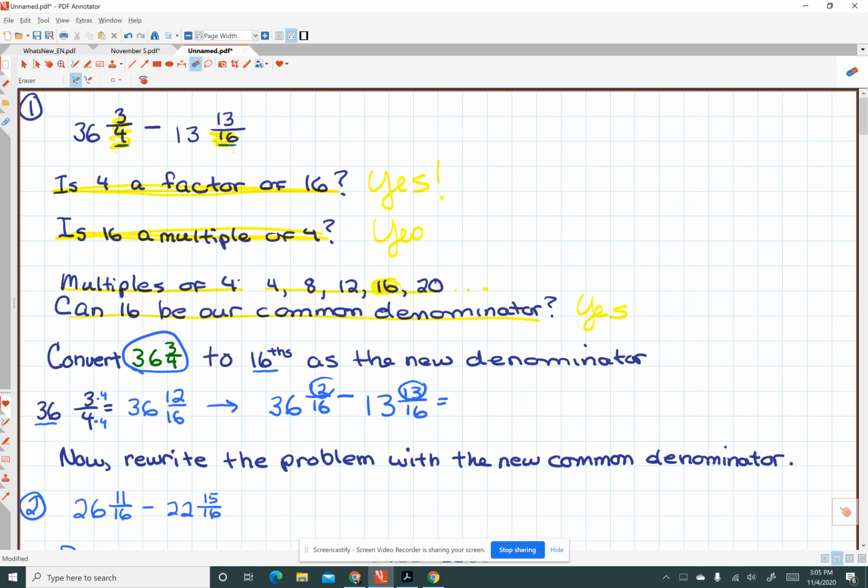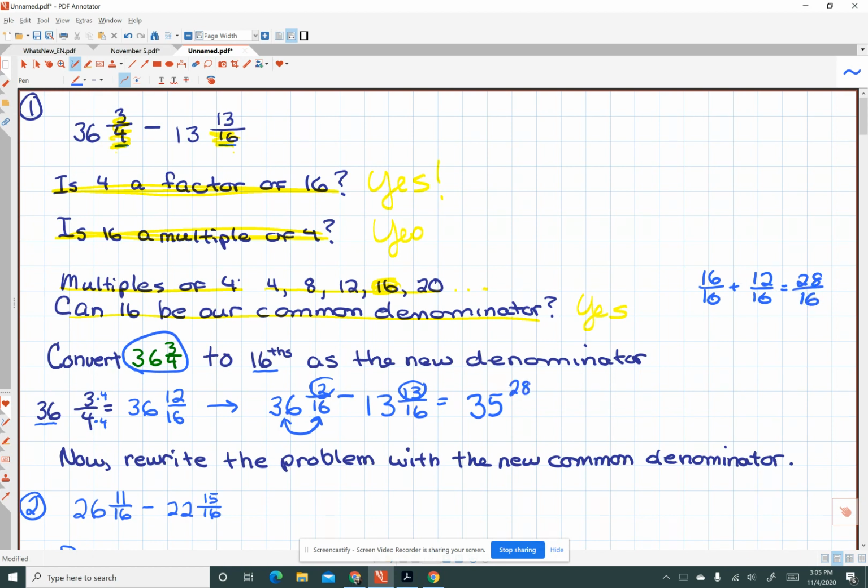I'm going to have to borrow 1 whole from the 36 and add it to the 12/16. So I'm going to have to turn 36 12/16. I'll borrow 1 from the 36 to make it 35. And then I will add 16/16 to 12/16. So 16/16 plus 12/16 equals 28/16.